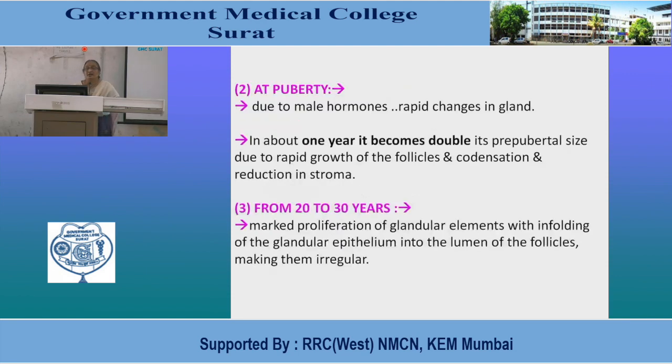Now at puberty, what changes occur in the prostate? Due to the male hormones, rapid changes in the gland occur. In about 1 year, it becomes double its pre-pubertal size due to rapid growth of the follicles and the condensation and reduction in the stroma.